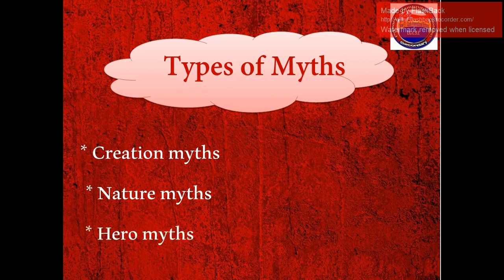The third type is known as hero myths. And as with any other stories, myths are stories that include characters. The characters in the myth could be heroes and heroines, and hero myths describe the quest of a hero or a heroine. The fourth type of myth is called Greek and Roman myths, and they mainly describe the actions of gods and goddesses.